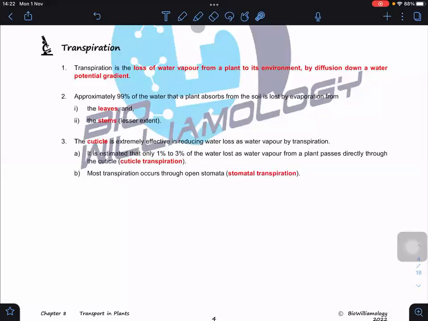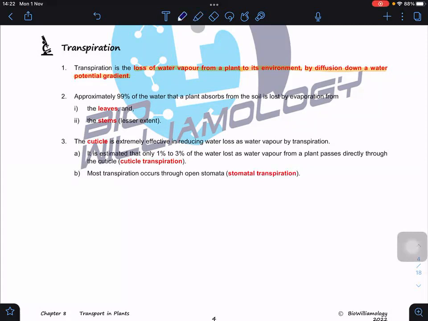Okay, let us define what is meant by transpiration. Transpiration is the loss of water vapor from a plant to its surrounding environment by diffusion down a water potential gradient. So this is the meaning of transpiration.